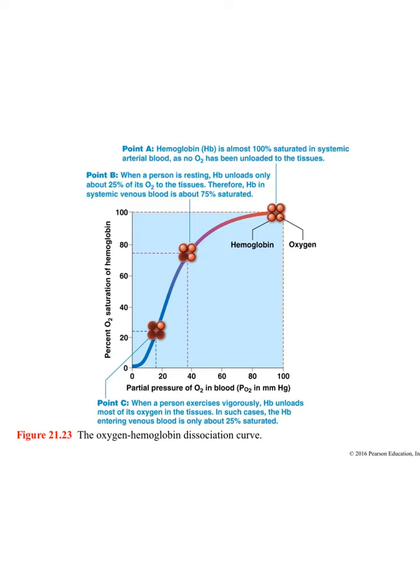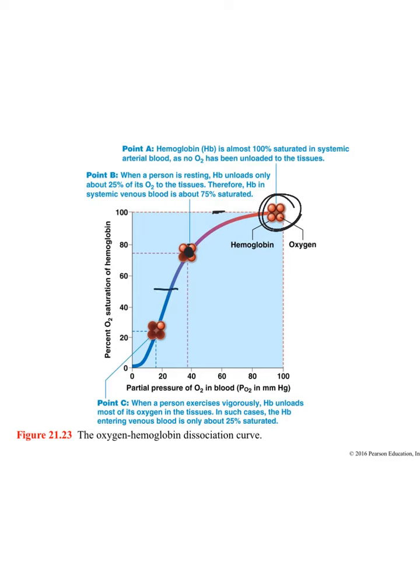Okay, so if we look at this curve, what we see is normal is going to be about right here when the person's at rest. About 75% is going to be saturated. So if we increase this from about 80 to 100%, think about if a person has been given oxygen, then you're going to fully saturate the hemoglobin with oxygen. And so what you're promoting here is loading. You're promoting the amount of oxygen that's bound to the hemoglobin.